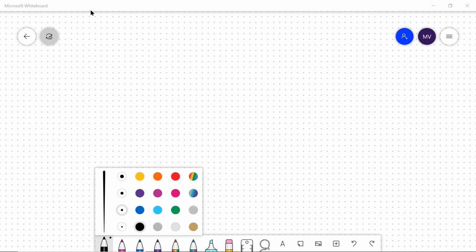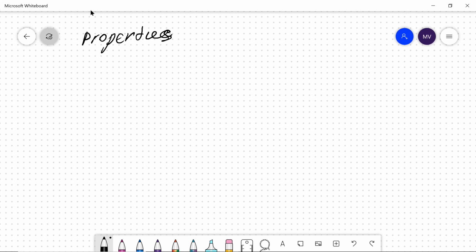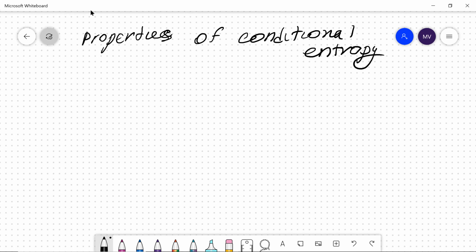So, can somebody see what I write? Looks like the word properties. Properties of conditional entropy, right?